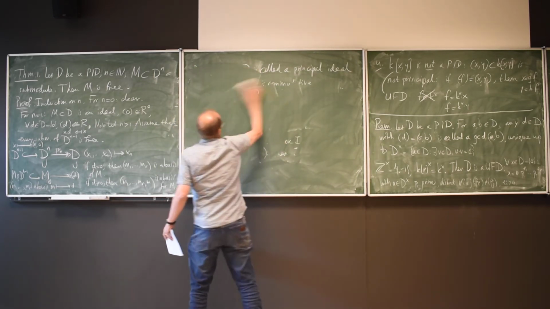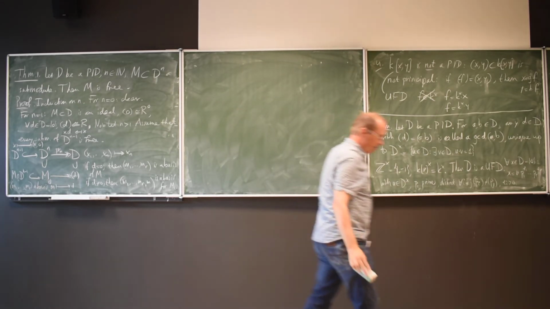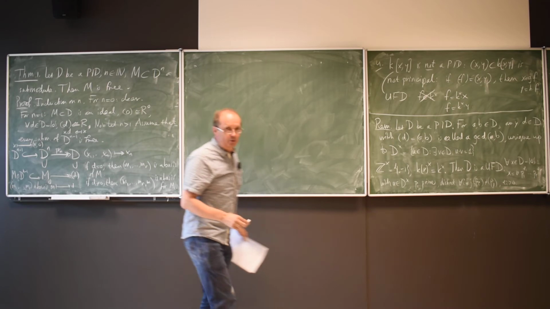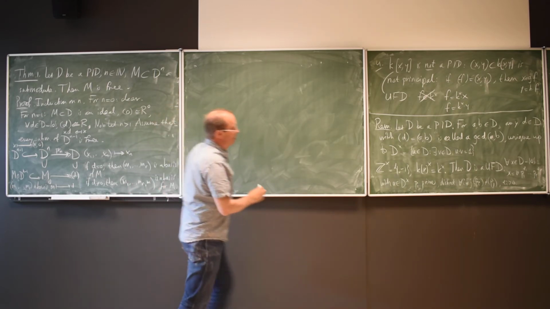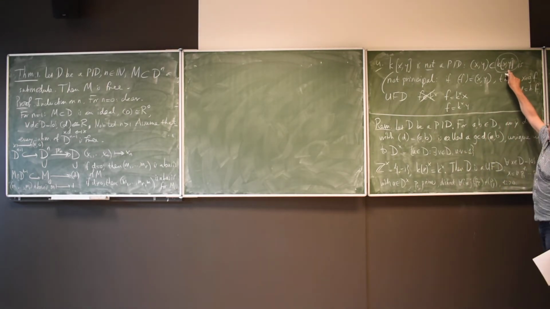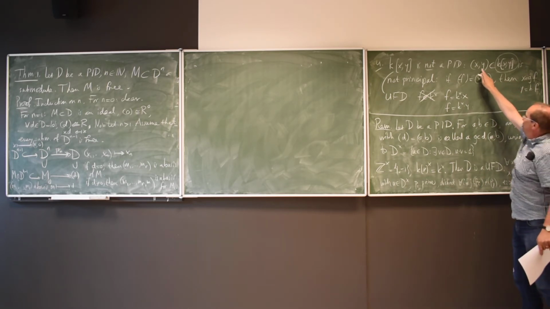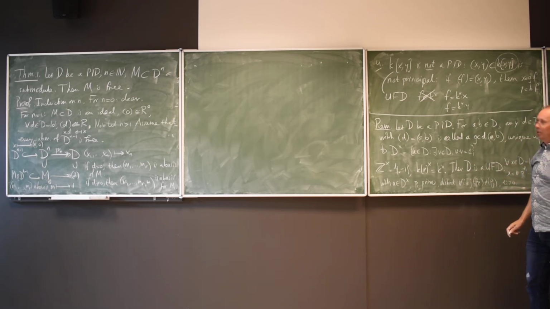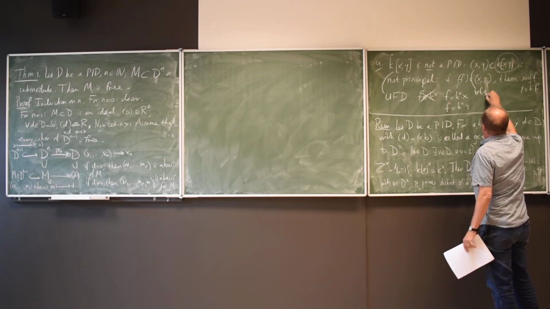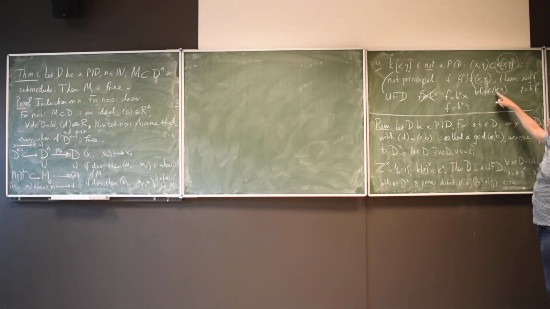So in a PID, you have the nice thing that every submodule of a free module is free. And I already showed you that the polynomial ring in 2 variables over a field is not a PID, and I can also give you an example. Here, you see, this is a free module of rank 1 over that ring, and I took a submodule. What I show here is that you cannot generate this with one element. But you can generate this with 2 elements, namely x and y.